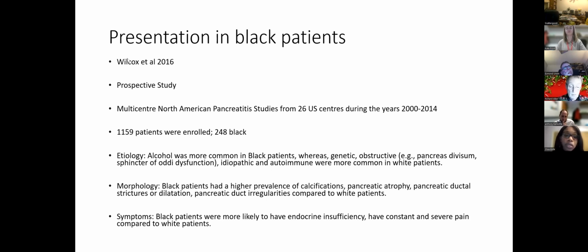So in patients who have different ethnic backgrounds, the etiology tends to be different, the morphology tends to be different, and the presentation tends to be different as well. So this is one of the reasons why we need patients from different backgrounds to be represented, so we can see exactly how patients present from different backgrounds and the major etiologies as well.